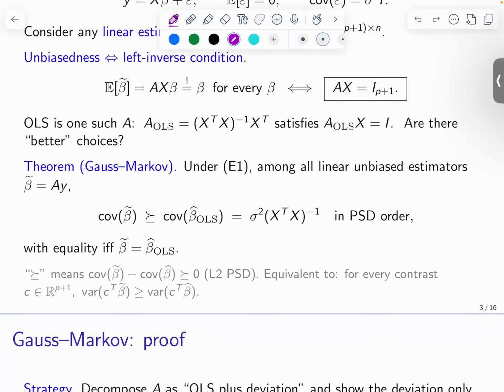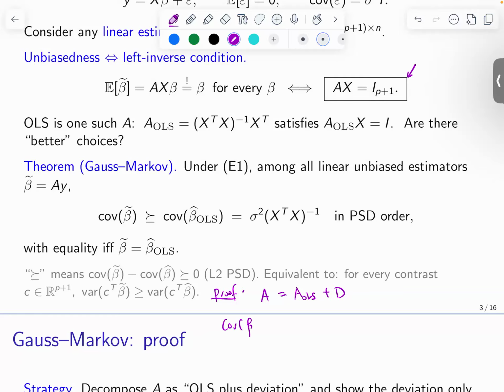I'm going to do the proof here. So I'm going to give you the first step, which is easy. What I'm going to do is write A as A_OLS plus some deviation. This I can always do. I can define D to be A minus A_OLS. So pick a general A that satisfies this constraint so that the estimator is unbiased. And I write it like this.